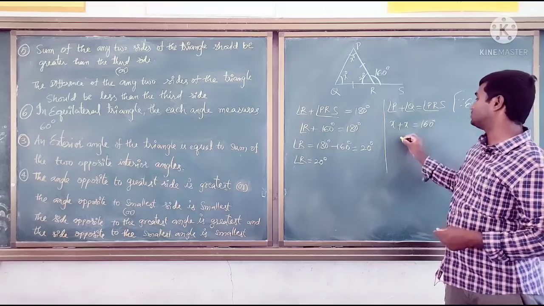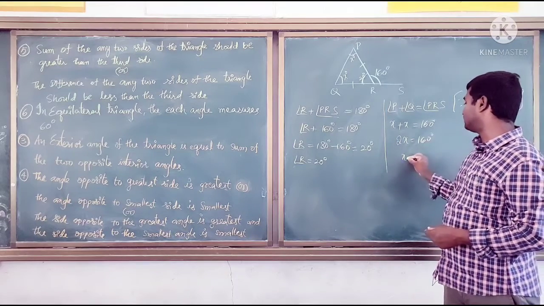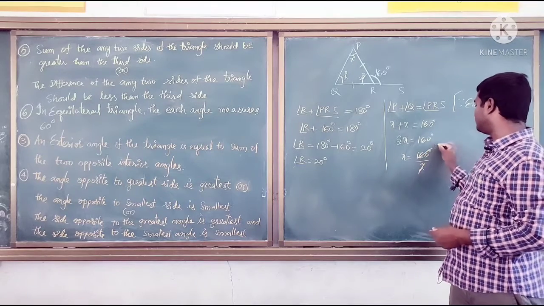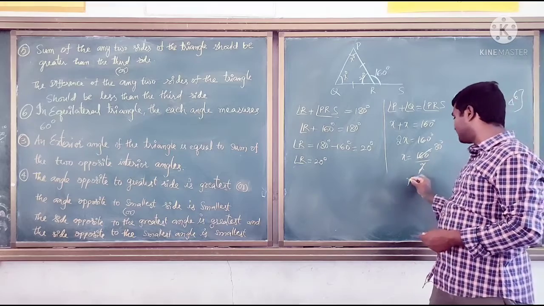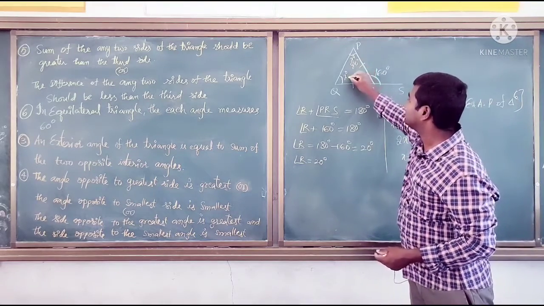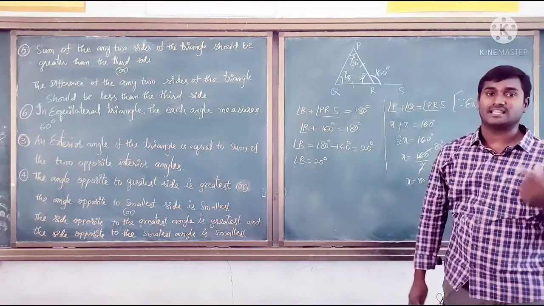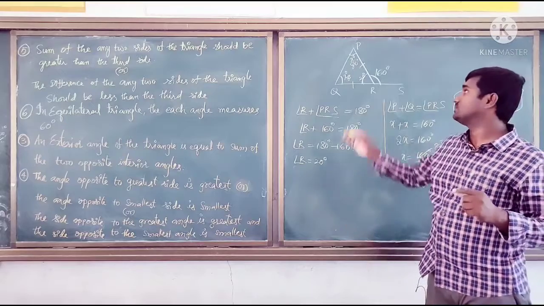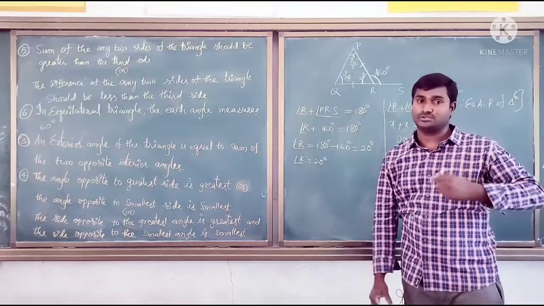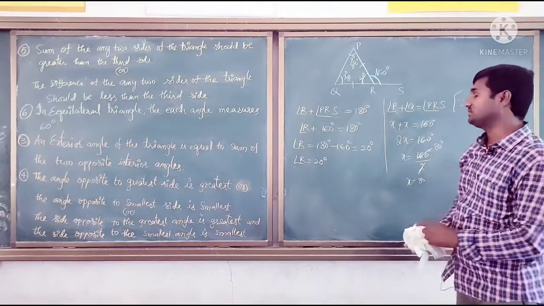x plus x, 2x. So 2x is equal to 160 degrees. Then x is equal to 160 by 2. That is 80 degrees. If x is equal to 80, then angle P is 80 degrees and Q is also 80 degrees. These two angles are equal. Likewise, to simplify this type of question, we will use this exterior angle property. Okay. Next question. Next property, we have the fourth property.